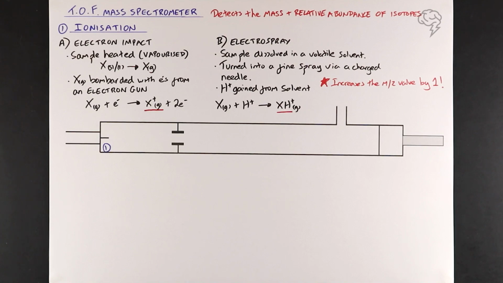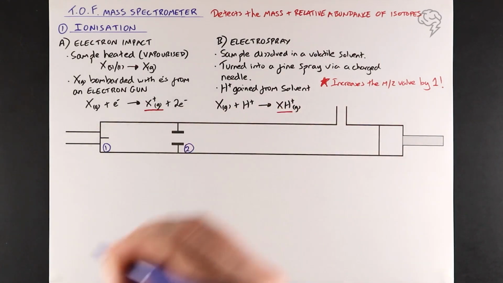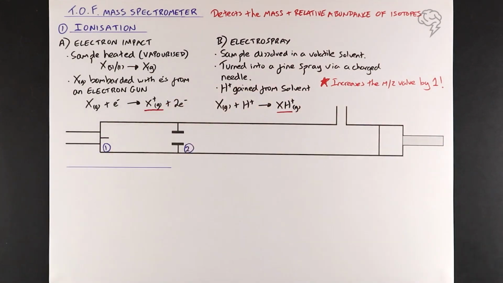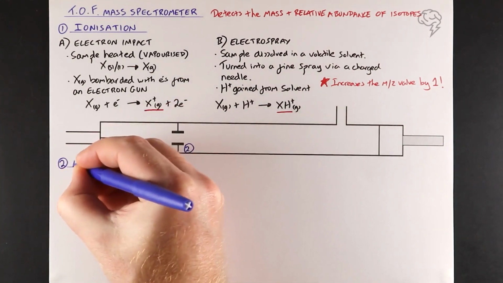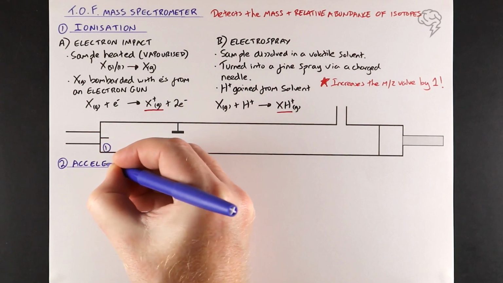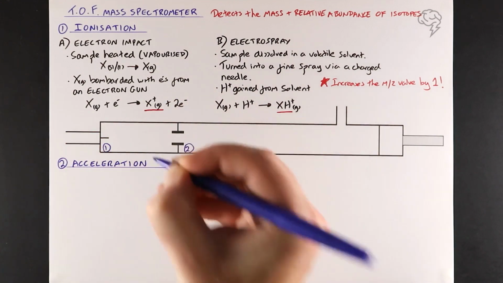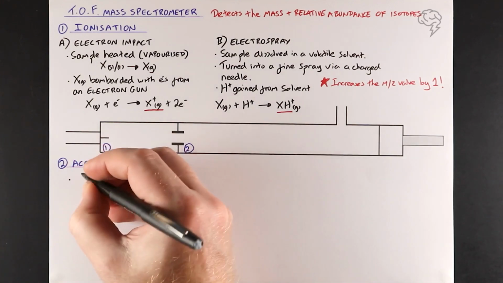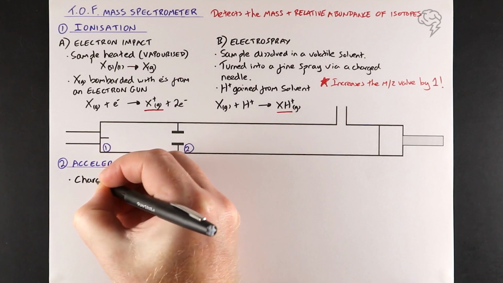So, first of all, ionization. We need to ionize our sample. It needs to have a 1+ charge on the sample for the rest of the machine to work. Next up, we've got acceleration. I'm going to put a little number 2 next to these 2 T-bars that you see in a diagram, and this is acceleration. So once we've vaporized and ionized our sample, we need to accelerate those forwards to the other end of the tube. These 2 T-bars in this diagram are charged plates.